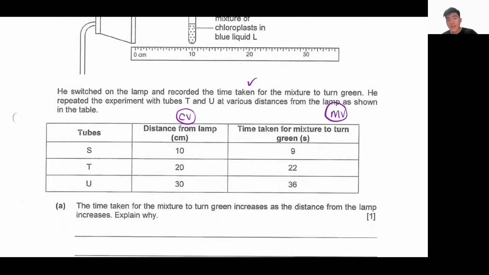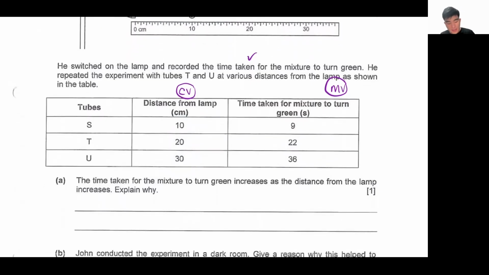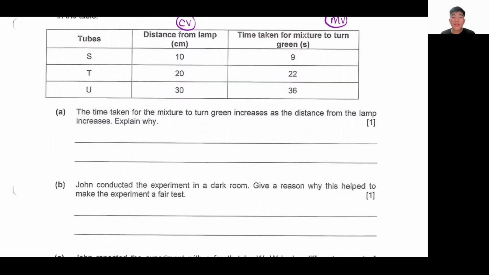The idea is that when the light intensity is very high, when it's close to the lamp, photosynthesis will be fast. When the distance is far, there is less light and photosynthesis will be slow. Now let's look at this. They tell us the relationship: the time taken for the mixture to turn green increases as the distance from the lamp increases. In this question there is always a command word, and the command word is explain why. The variable is the distance from the lamp increasing.